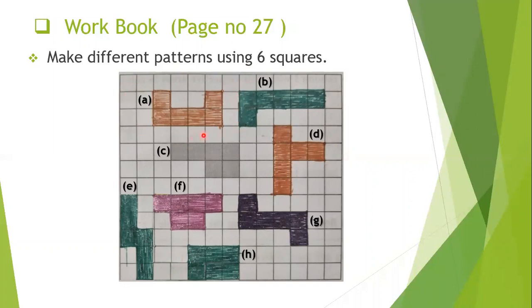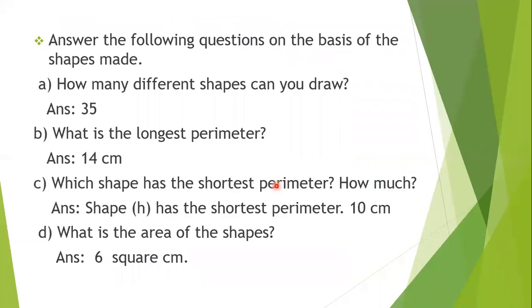Okay, but for coloring, use crayon only, don't use the sketch pen. The ink will spread out if you use the sketch pen. By using crayon colors, you can make different shapes in the workbook. And there are some questions related to it that we will see. The first question, how many different shapes can you draw? And this answer is given in the textbook in one of the pages in the last box. So 35 different shapes can be made of these 6 squares.